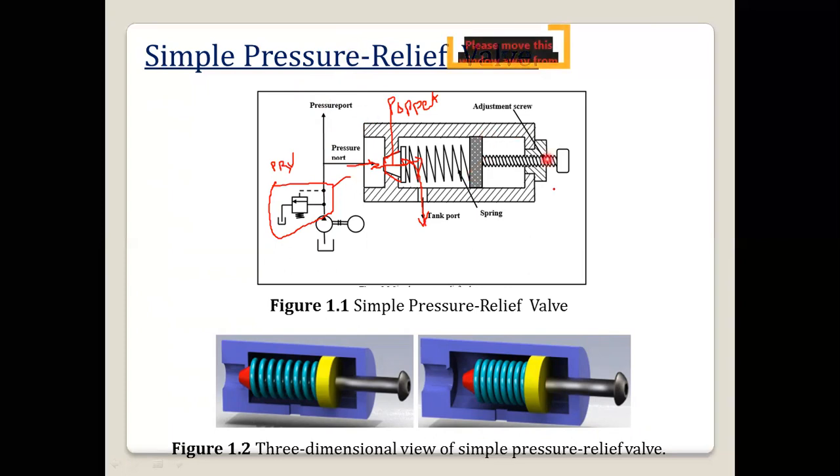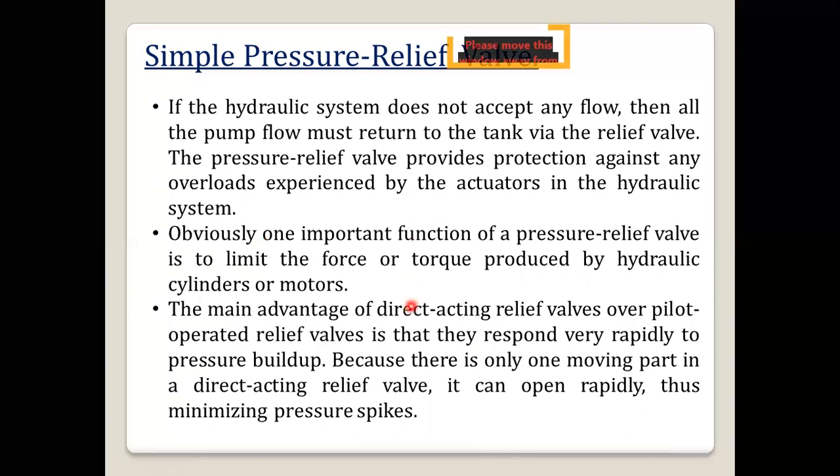So from this we can see what the pressure relief valve is doing: it is releasing the excess pressure to the tank, which can avoid damage to the pump. This is the main function of the pressure relief valve. It will limit the force or the torque produced by the hydraulic cylinders or motors.